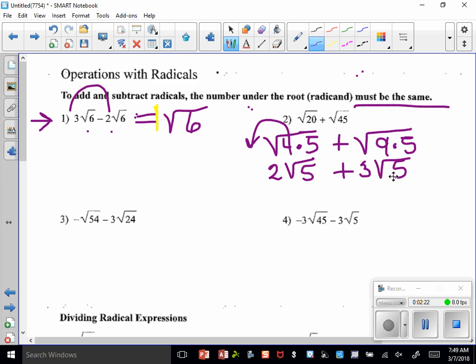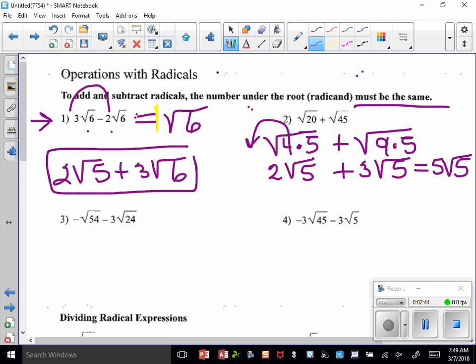So if I have 2 rad 5s and I add 3 more rad 5s to it, I have a total of 5 rad 5. So you only add the outside numbers. Okay. Now, you might ask, what if I had 2 rad 5 plus 3 rad 6? Then that would have been your final answer, because you would not be able to combine them together because they do not have the same radicands. So I want you to know that you're not always going to end up with the same radicand. And if you don't have the same radicands, you just simply write each one individually.